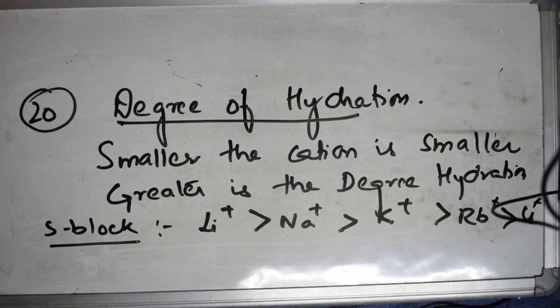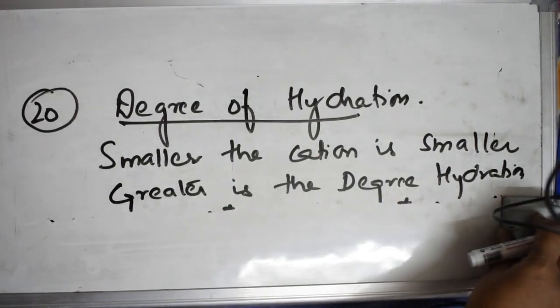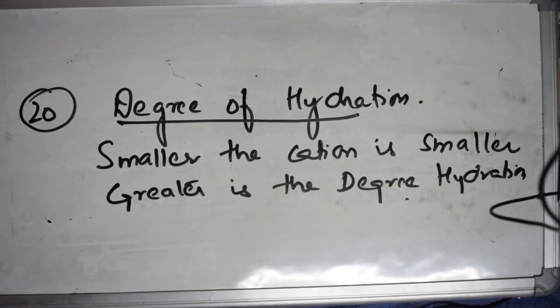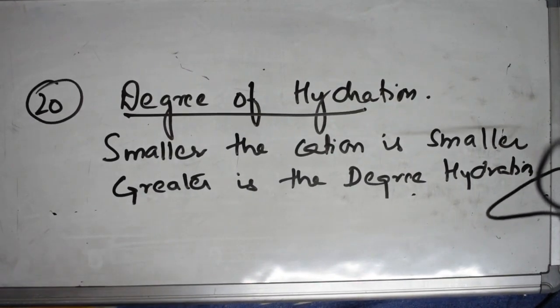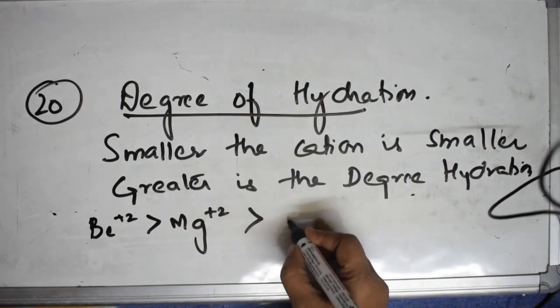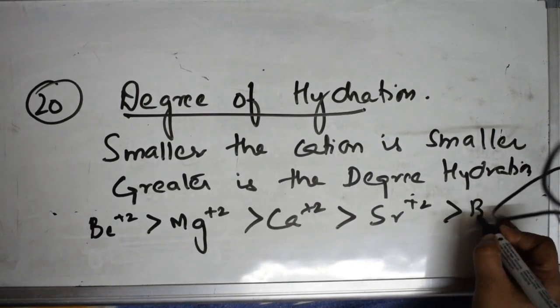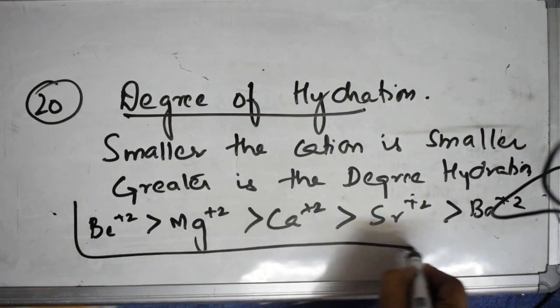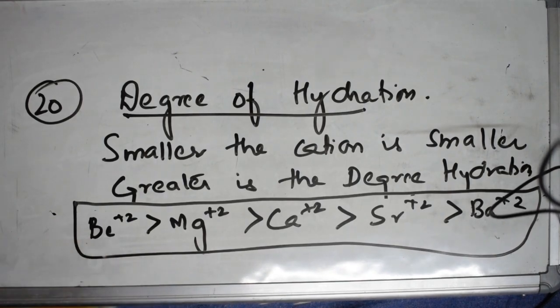Now, if I have to write the trend in alkaline earth metals, what will I write? Earlier we wrote lithium, now let us write for beryllium. Be2+ will be greater than Mg2+, which is greater than Ca2+, which is greater than Sr2+, then Ba2+. Based on this concept, I have justified this order. Among these, the degree of hydration will be greater for beryllium because of its smaller size.